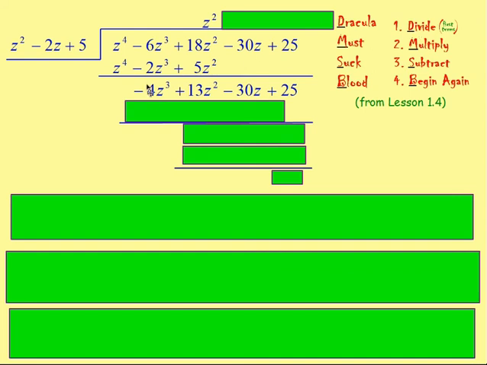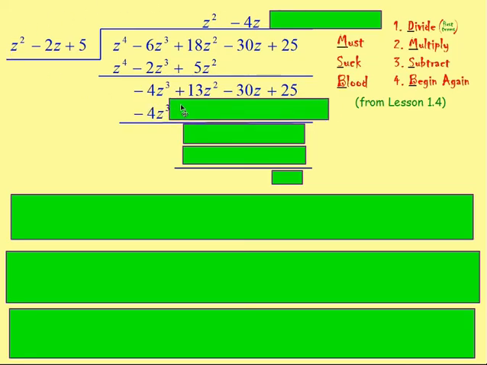Dracula, you want to divide, so negative 4z cubed divided by z squared. If you divide them, you've got the negative 4 and you would have z, so that would be negative 4z. After that, must for multiply, negative 4z times the z squared would give us negative 4z cubed. You should always be getting the same thing there. Negative 4z times negative 2z is plus 8z squared. And negative 4z times 5 would give us negative 20z.